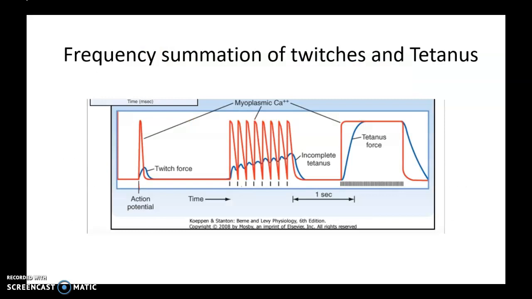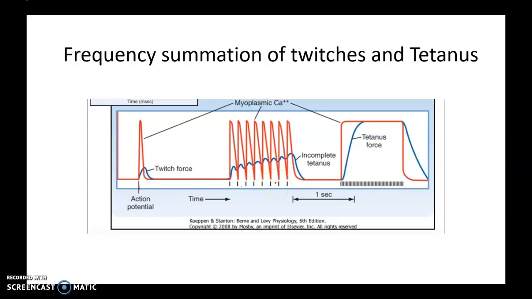Okay. Now, this concept is very important. Okay, let's talk about this. So let's go over frequency and summation again one more time. Now in red, you see cytoplasmic calcium levels. In blue, you see the force generated by the muscle. And in black, you see action potential generated in skeletal muscles. By black, I mean the tiny black lines at the bottom.